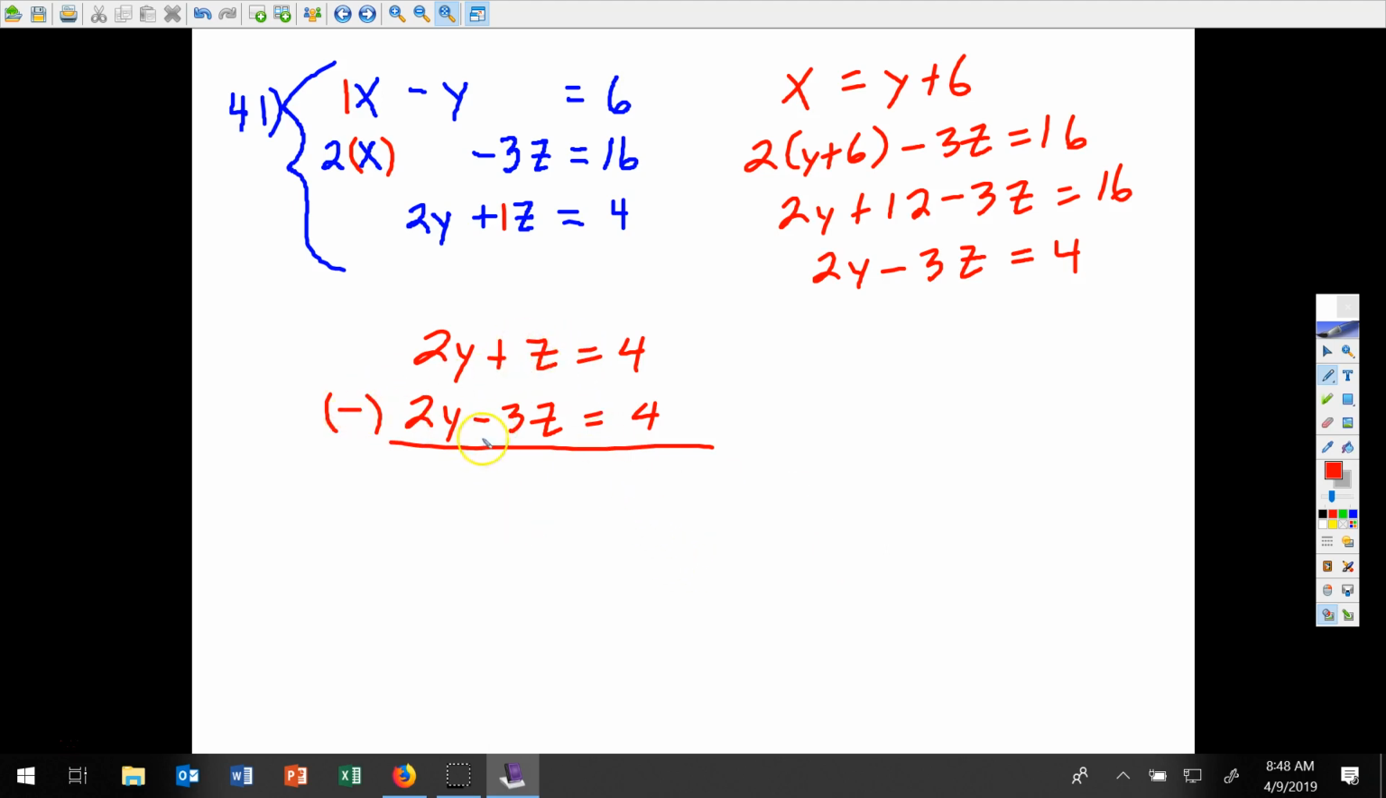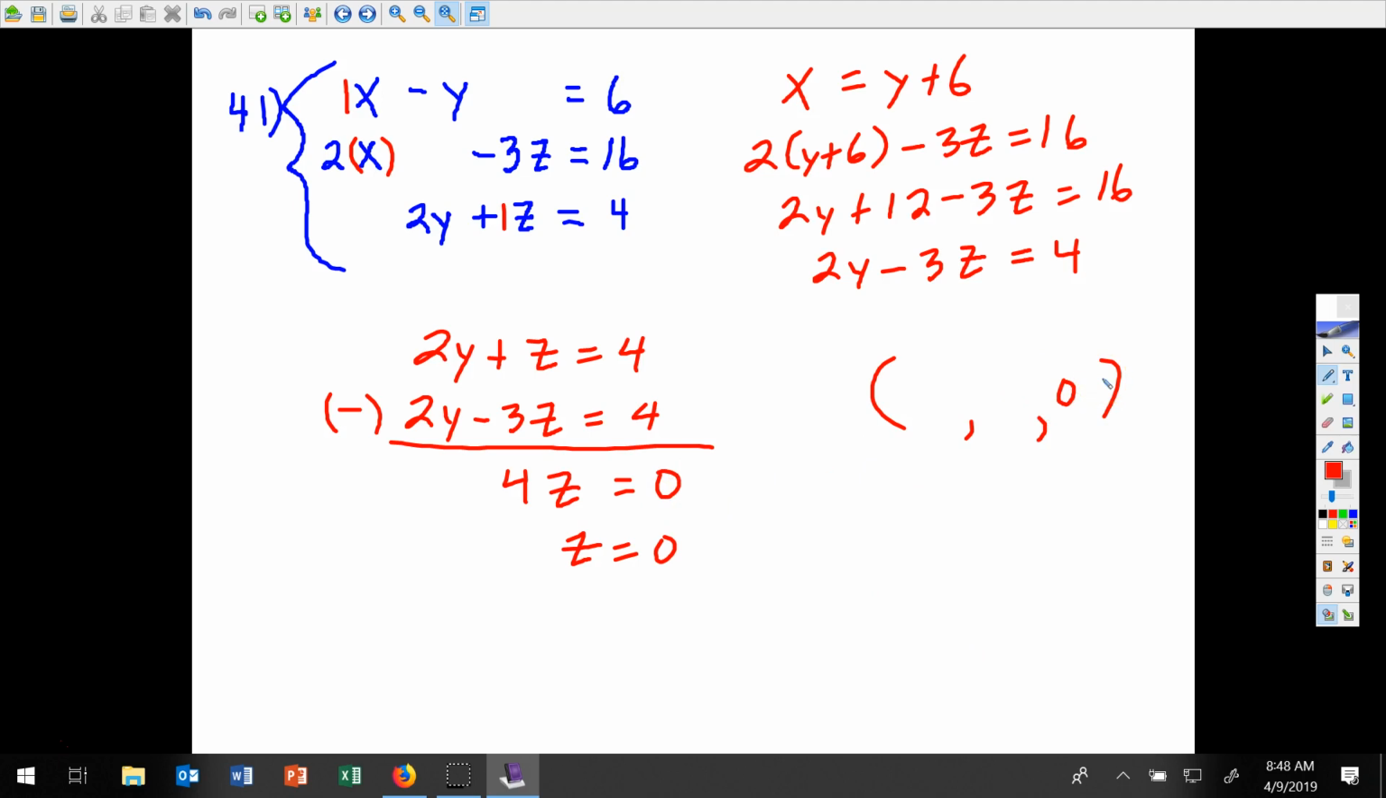So 1 minus negative 3z, that's positive 4z. And 4 minus 4 is 0. So z is 0. So the answer to these three variable systems will be called an ordered triple. And just put your numbers in alphabetic order. So we know what z is.